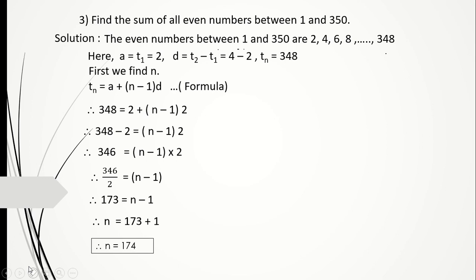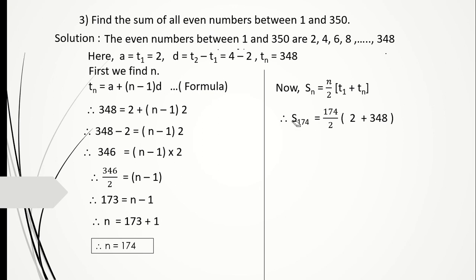Now for Sn, there are two formulae. The first formula that we learned: Sn is equal to n by 2 in the bracket 2a plus n minus 1 d. And the second formula: Sn is equal to n by 2 in the bracket t1 plus tn. In this case, t1 we know and tn also we know, so we will go for that short formula and quickly finish this off. So there are 174 terms in this AP, and we are adding these 174 terms.